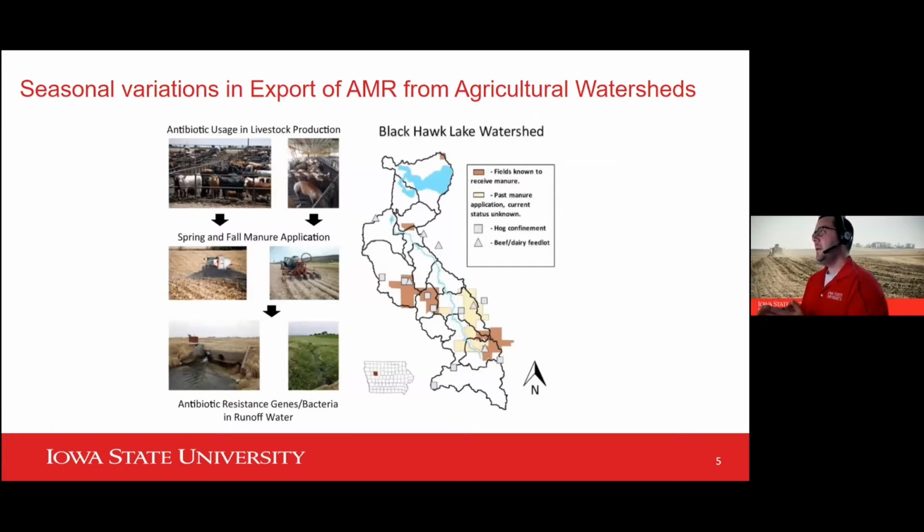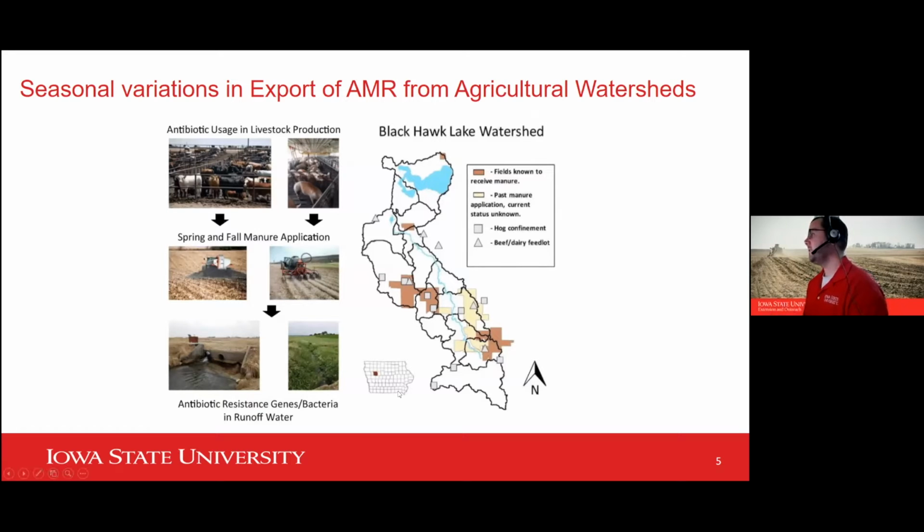So the first paper we're going to look at is some work done by Adina and Michelle on seasonal variations in export of antimicrobial resistant genes from agricultural watersheds. And the watershed they were working at is Black Hawk Lake watershed over in west central Iowa.